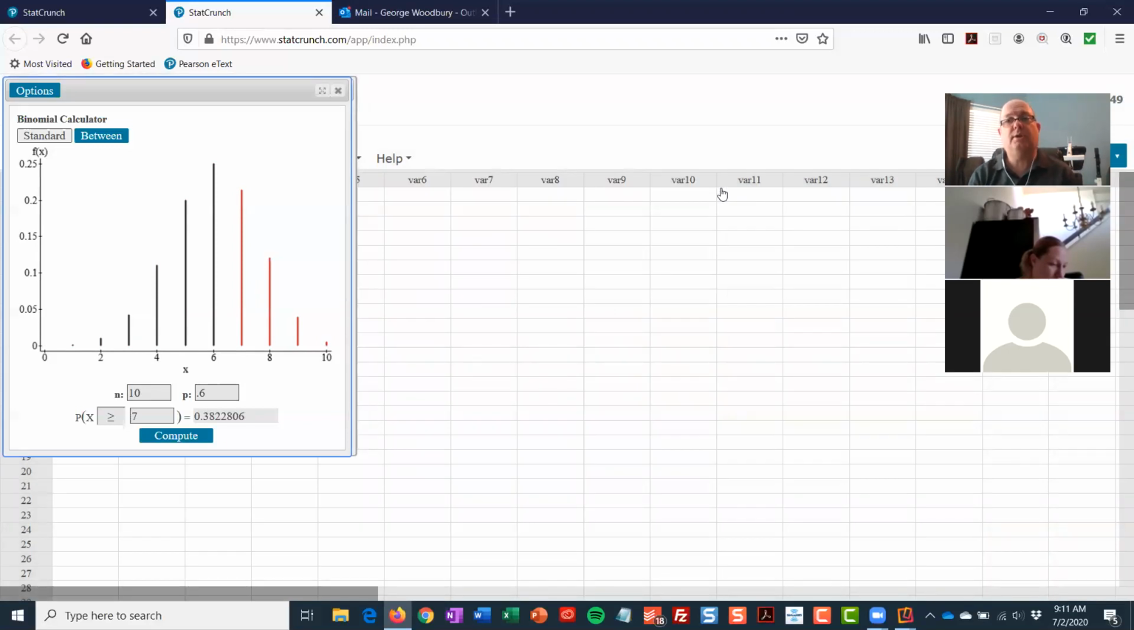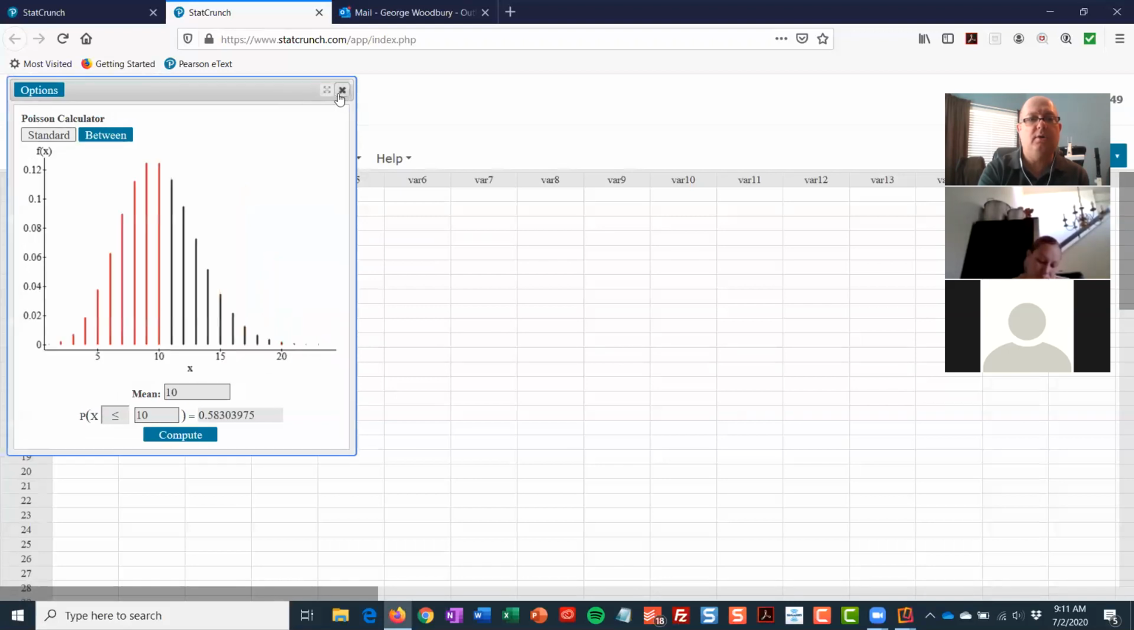You'll see a couple more in part 2. They're pretty straightforward. Let's move on and try some Poisson problems next. So I'm going to hide the binomial calculator. The Poisson calculator is similar, right? In the bottom row, it's just like the binomial calculator, but up top, all we need is the mean. There's no value for n and p.